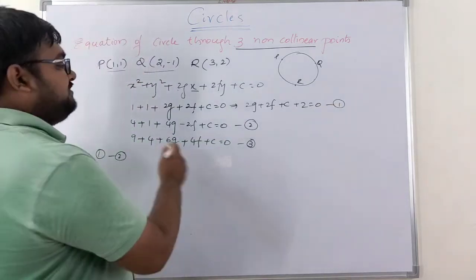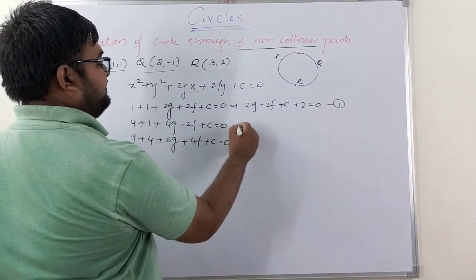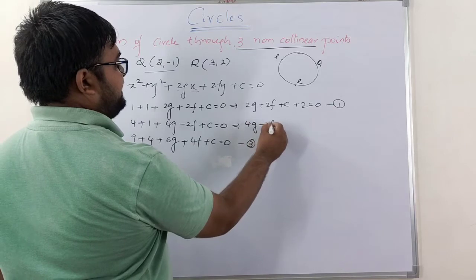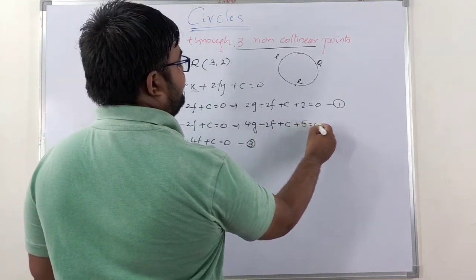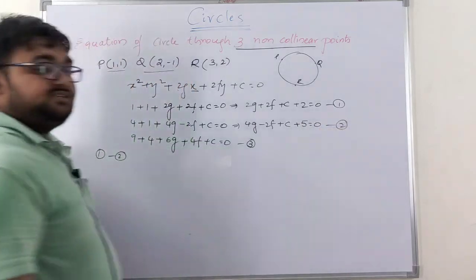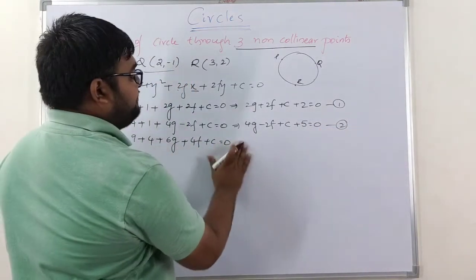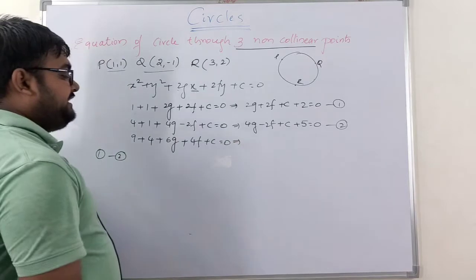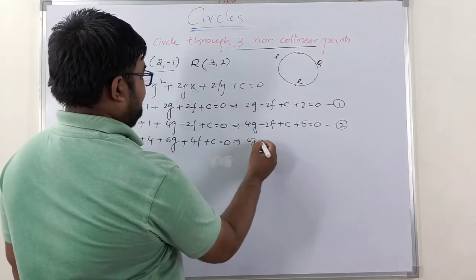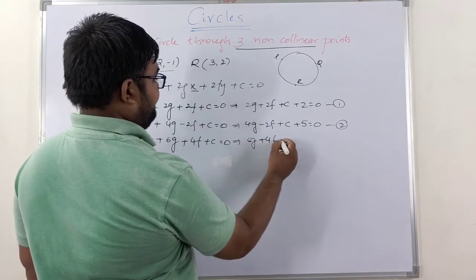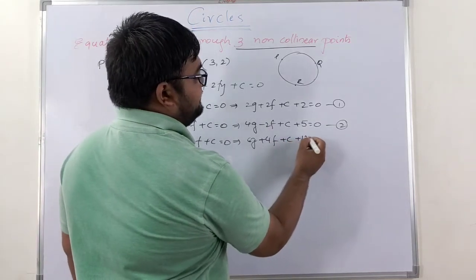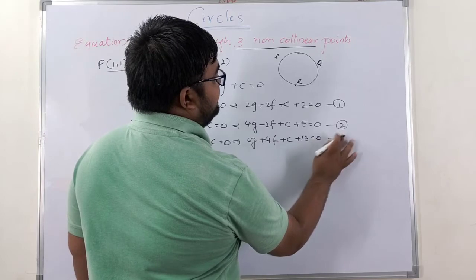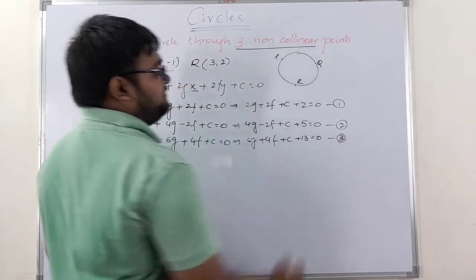The same way equation 2, if I write it, what am I going to get? 4g minus 2f plus c plus 5 is equal to 0. This is equation number 2. Next, the same way equation number 3, how can I write it? 6g plus 4f plus c plus 9 plus 4 is 13 is equal to 0. Let this be equation number 3.